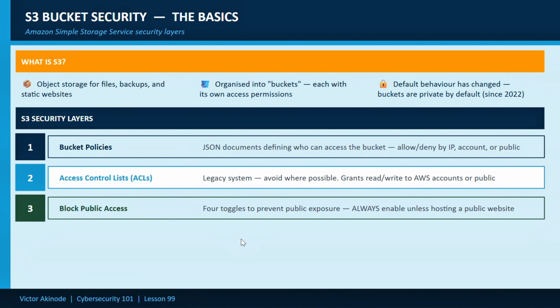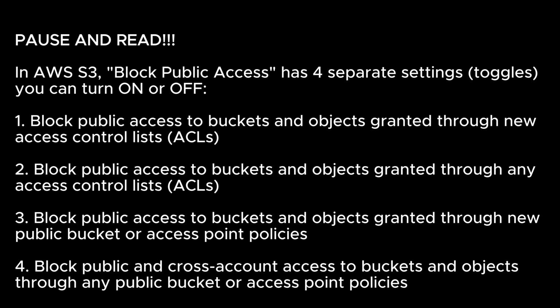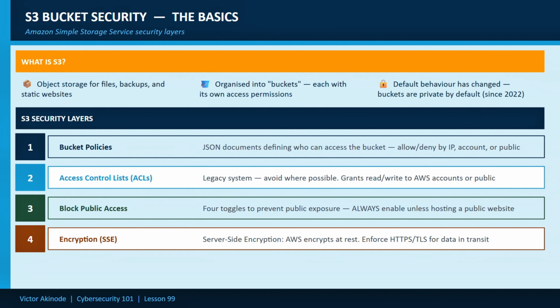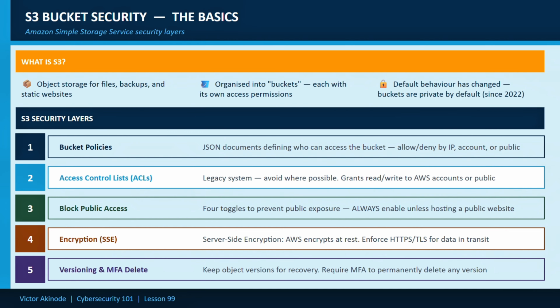For layer 3, block public access settings. That is, you should turn on four toggles to prevent public exposure. And four toggles refers to the 4 fundamental security controls that must be configured or toggled on. Layer 4 is encryption. That is server-side encryption, and this means that AWS encrypts at rest. Client-side encryption means you encrypt before uploading, and encryption in transit requires HTTPS. Layer 5 is versioning and multi-factor authentication delete. Versioning keeps multiple versions so that you can recover from deletion. MFA delete requires multi-factor authentication to permanently delete data.